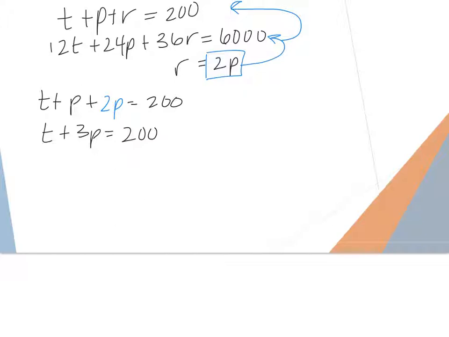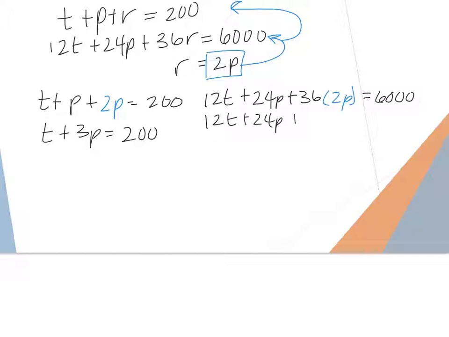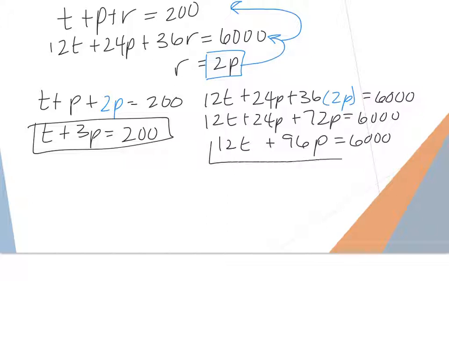In the second equation, however, I will have 12T plus 24P plus 36 times 2P is equal to 6,000. So that will be 12T plus 24P plus 72P is equal to 6,000. I go one more step and combine my P, so it's going to be 12T plus 96P is equal to 6,000. All right, so let us put these two equations together to solve.